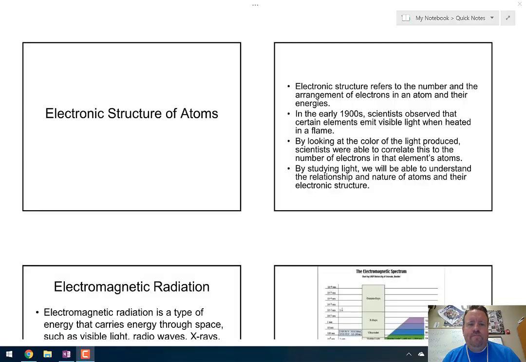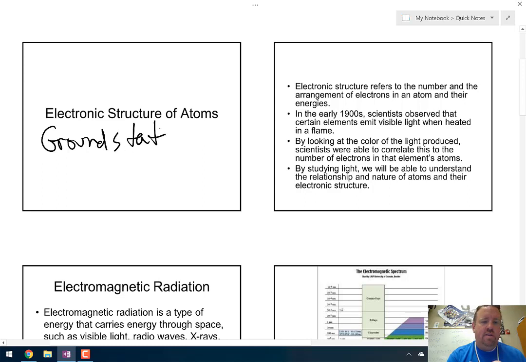All right, so the last couple of days we've been talking about electron configuration. And one of the things we talked about is that sometimes we write the electron configuration for what we call the ground state, and then sometimes we can write an electron configuration for an excited state.